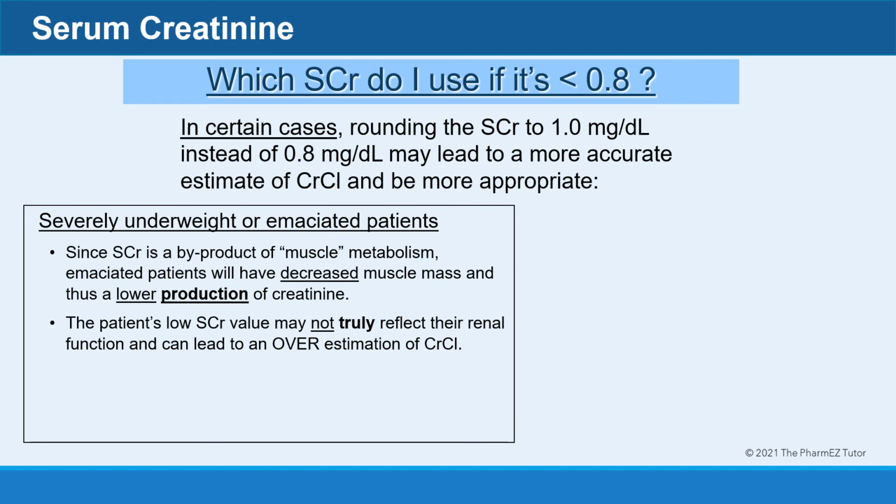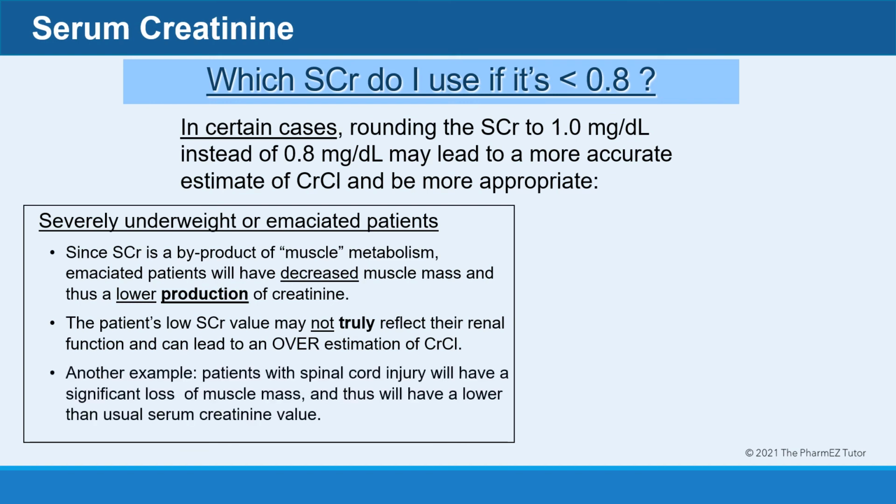For example, in severely underweight or emaciated patients, since the serum creatinine is a byproduct of muscle metabolism, emaciated patients will have a decreased muscle mass and thus a lower production of creatinine. The patient's low serum creatinine value may not truly reflect their renal function and can lead to an overestimation of creatinine clearance. Another example would be patients with spinal cord injury. They'll have a significant loss of muscle mass and thus will have a lower than usual serum creatinine value.